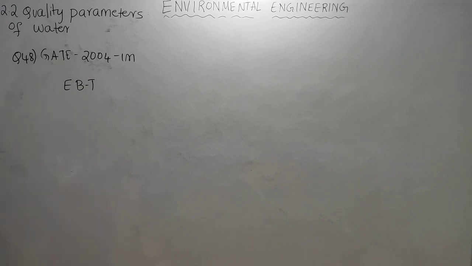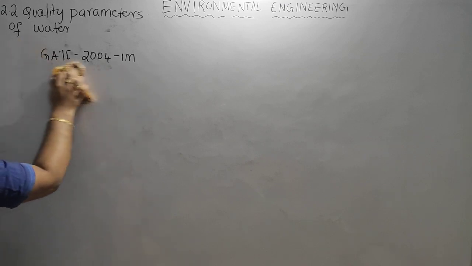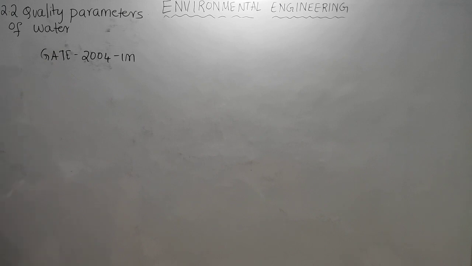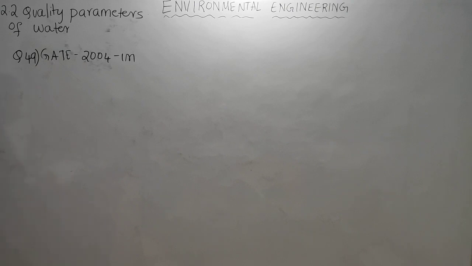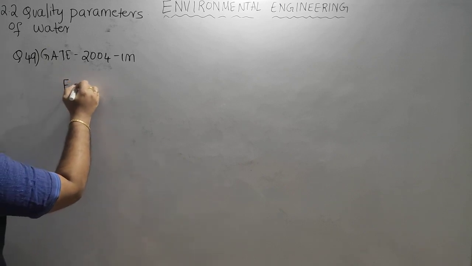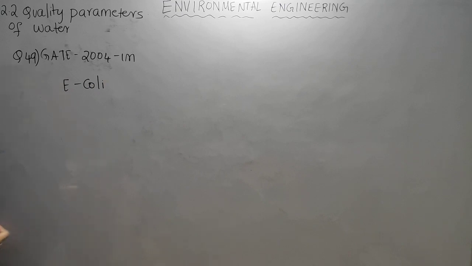49. It is also GATE 2004 1 mark question. Question number 49. The organism which exhibits very nearly the characteristic of an ideal pathogenic indicator is Escherichia coli, E. coli. So 49, it is E. coli. E. coli is the answer. It is also a very simple question. No need to explain much. So 50th question. It is GATE 2004 2 marks question. GATE 2004 last question.